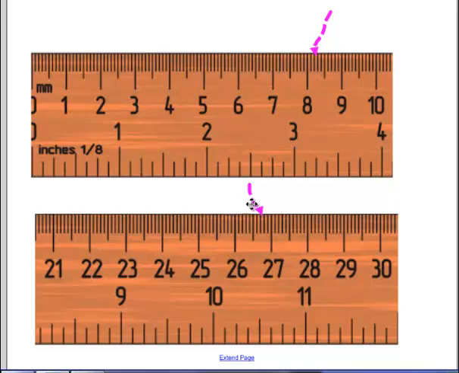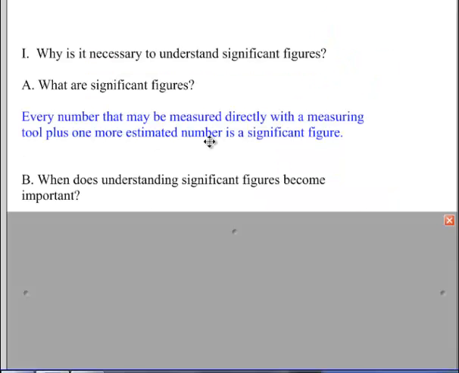Another example down here, this arrow, what we can see here is it's definitely between the 26 and the 27, so we're going to start with a 26 point. Well, if I count over 1, 2, 3, 4, 5, 6, 7 definite lines, and it looks like it's right in between, so maybe I would say 26.75. Again, I can see the 26.7 directly, and I'm estimating one more value. And those are all significant numbers.